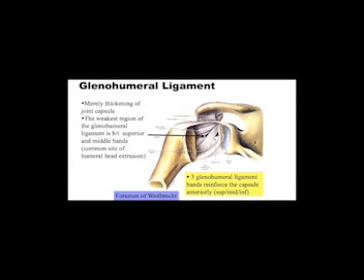So this is the view, sorry, I should have mentioned that. This is the posterior view, and then you remove the humeral head. So normally the humeral head would be sitting right here, and we are looking at the back of the shoulder joint.